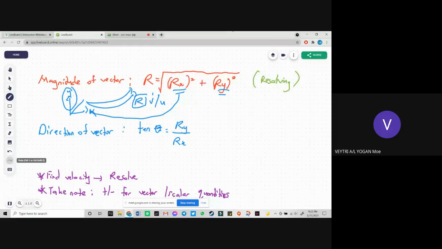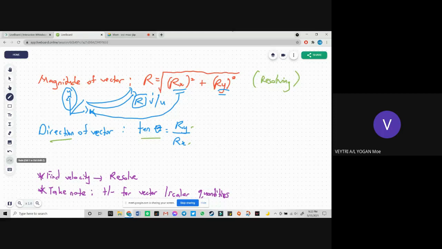Tapi dalam soalan dia cakap velocity. Velocity is a vector quantity. So, you have to find your direction. Macam mana nak cari direction? Untuk physics, mainly they will use cara ni je. Direction, tangent theta, ry over rx.